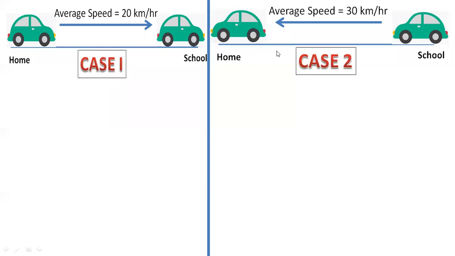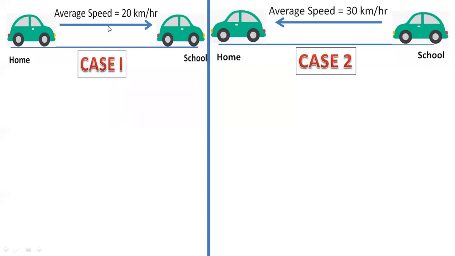And what we need to find out? All we need to find out is the average speed for both the cases. Okay, let us combine. Now to find out average speed, we require total distance and total time, right? We can take distance as, suppose let us say D. We will just assume it.